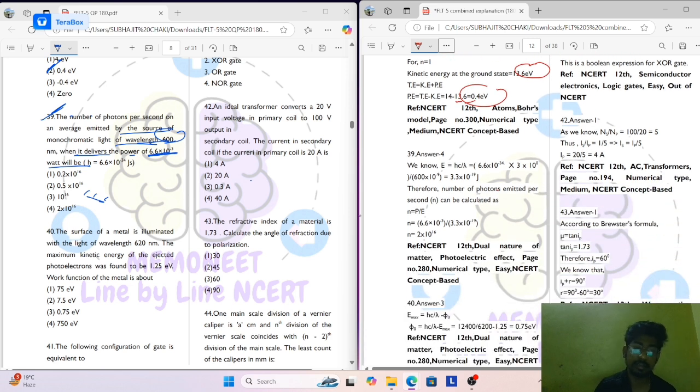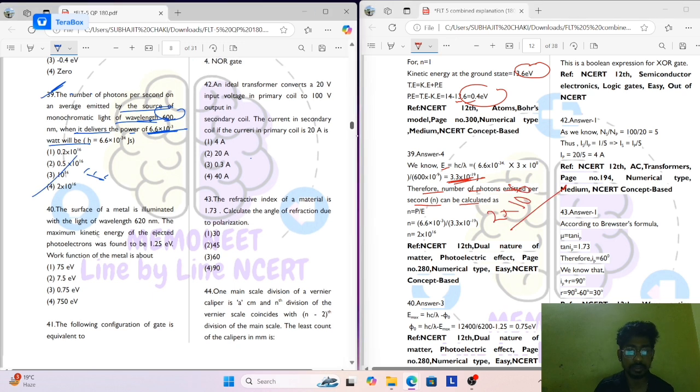E equals hc by lambda, or E equals h nu, right? From this formula you can calculate that E equals 3.3 into 10 to the power minus 19. Therefore the number of photons emitted per second is calculated as n equals P by E. P is already given, and E you already calculated. So from this you can calculate 2 into 10 to the power 16. Therefore option number 4 will be the correct option here.